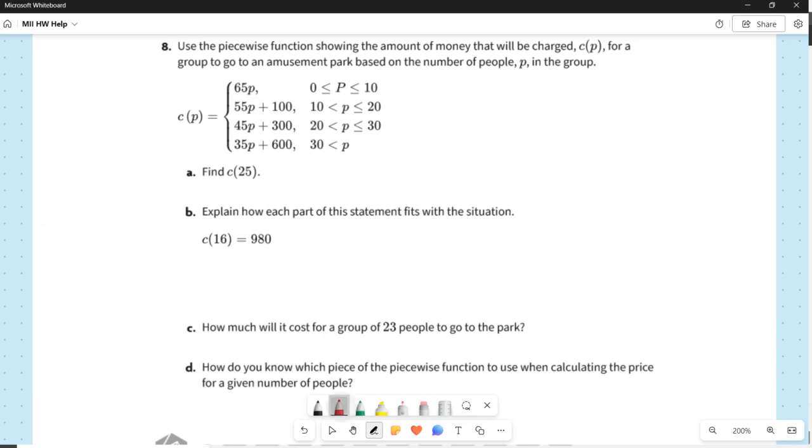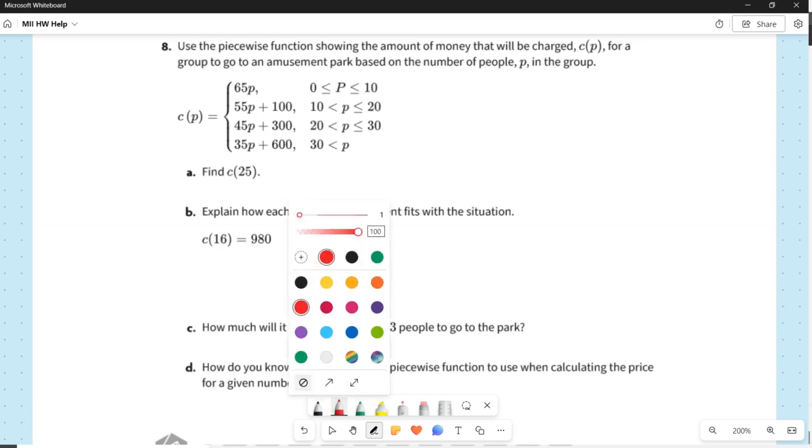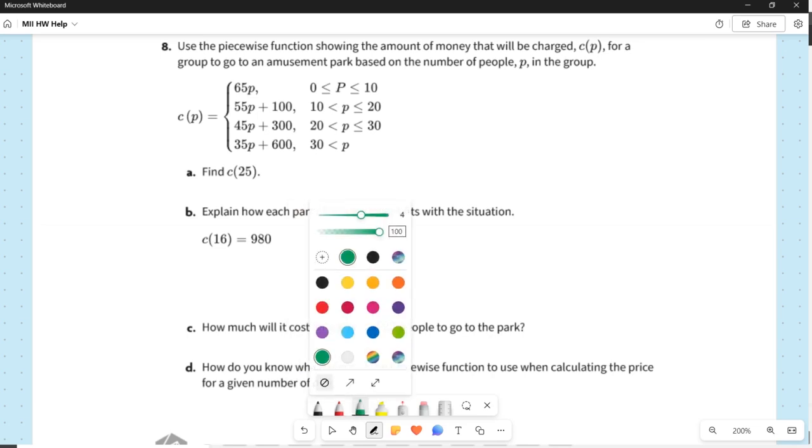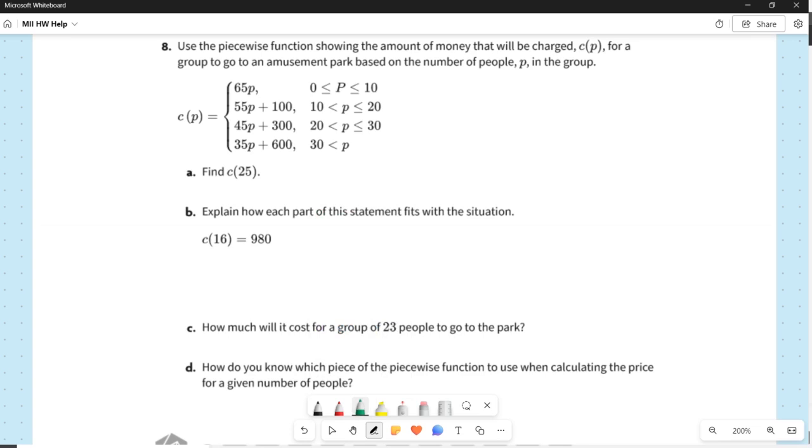All right, question 8. Question 8 says, use the piecewise function showing the amount of money that will be charged, C of P, for a group to go to an amusement park based on the number of people P in the group. So C of P, we've got 4 different intervals here. And again, this is all depending on the number of people in the group, which is going to affect the price to admit that group to an amusement park.